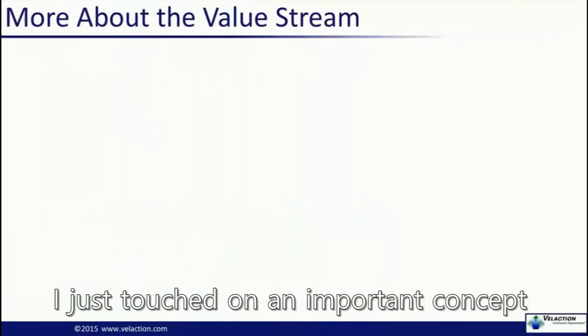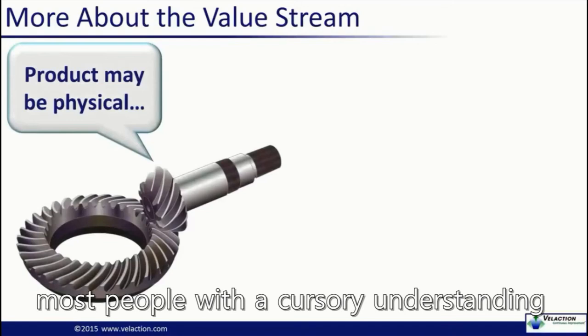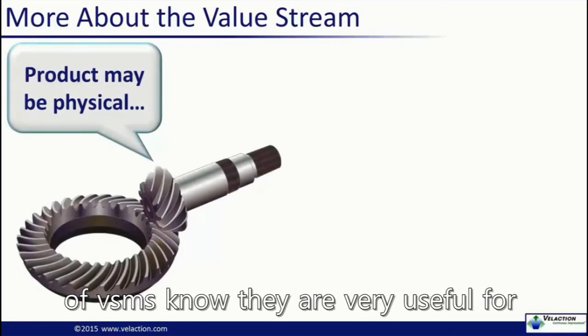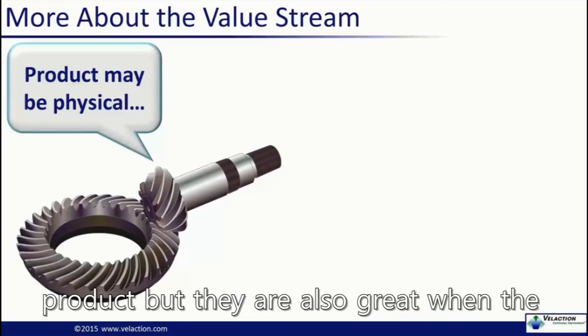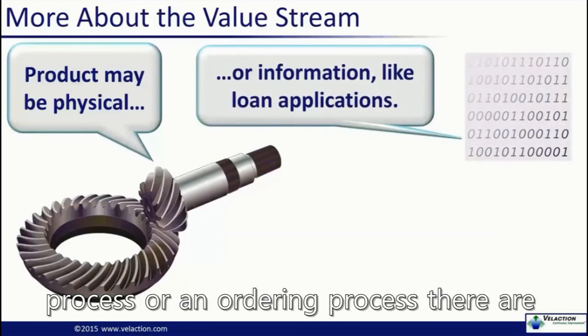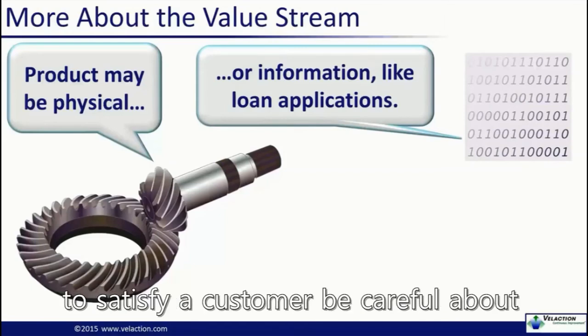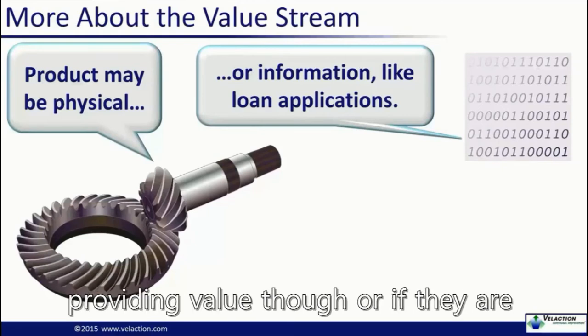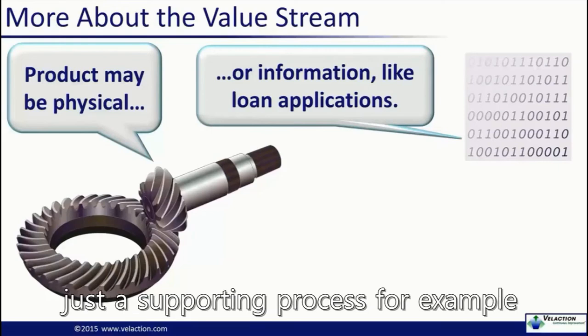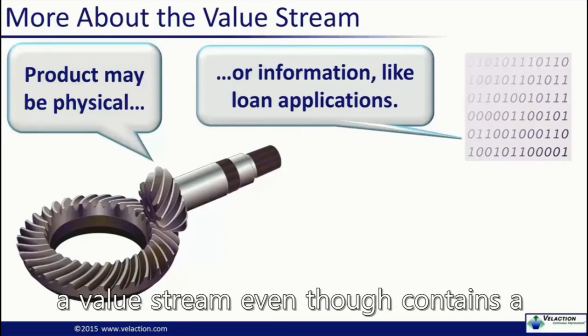I just touched on an important concept, but I wanted to address it here again. As most people with a cursory understanding of VSMs know, they are very useful for tracking the value stream of a physical product. But they are also great when the product is information. Think of a loan process or an ordering process. There are a series of linked activities that move the information through time and space to satisfy a customer. Be careful about whether or not the activities are truly providing value, though, or if they are just a supporting process. For example, the materials management process is not a value stream, even though it contains a bunch of connected processes.